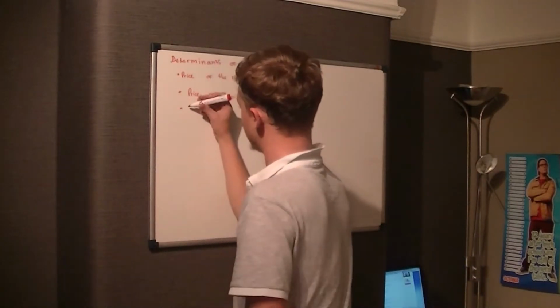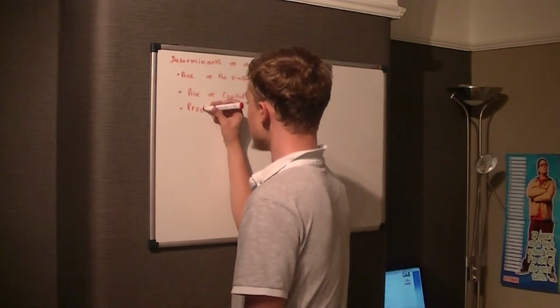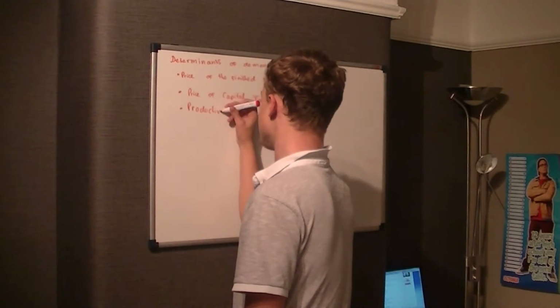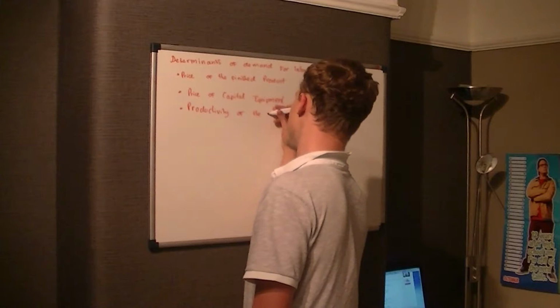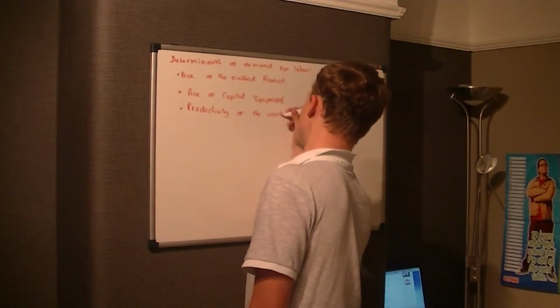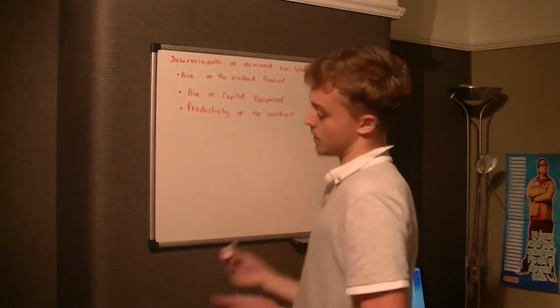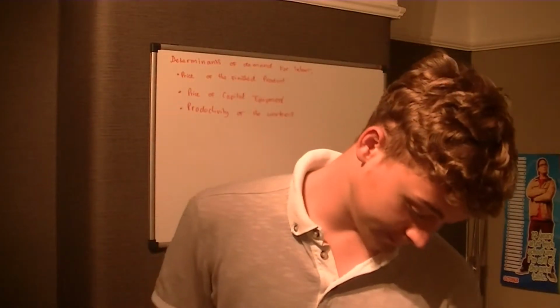Another one is productivity of the workers. Now this relates to the demand for labour. If the workers in a certain segment are very productive, the unit cost for that worker will be quite low, so the firm can make a reasonable profit on each unit that the worker produces. So there's going to be a high demand if there's high productivity of each worker.